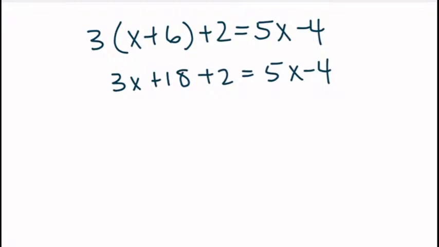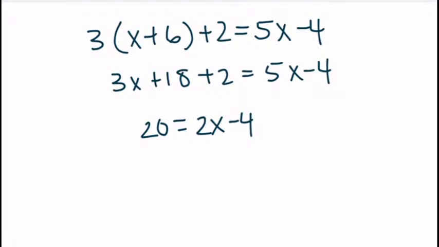So I'm going to add like terms on the left side while also moving over the 3x to the right side. So you get 18 plus 2, which is 20, and then 5x minus 3x, which is 2x minus 4. So if you do multiple steps in what you would usually do in one step, it's a lot easier and quicker and more efficient in getting the problem done.